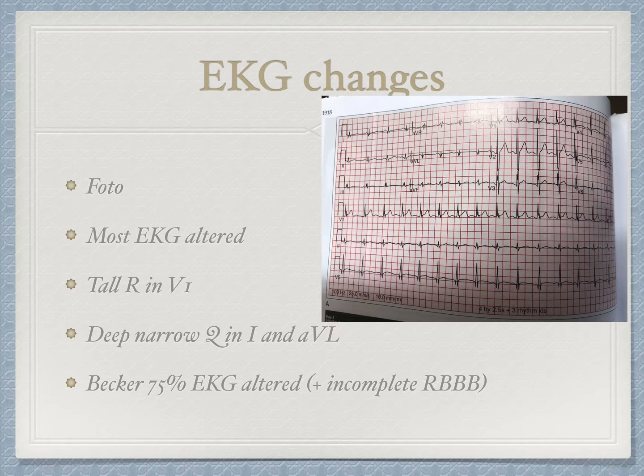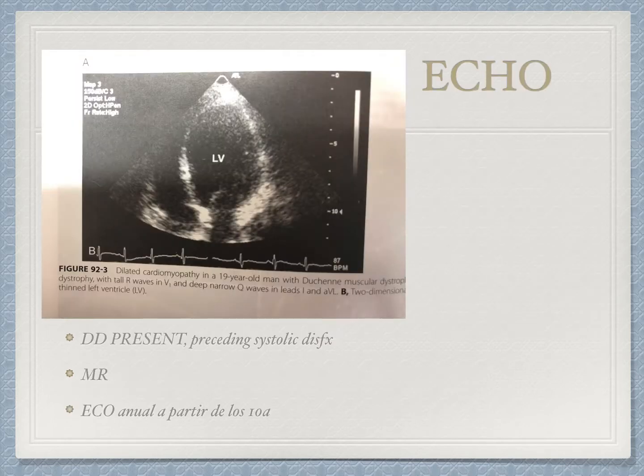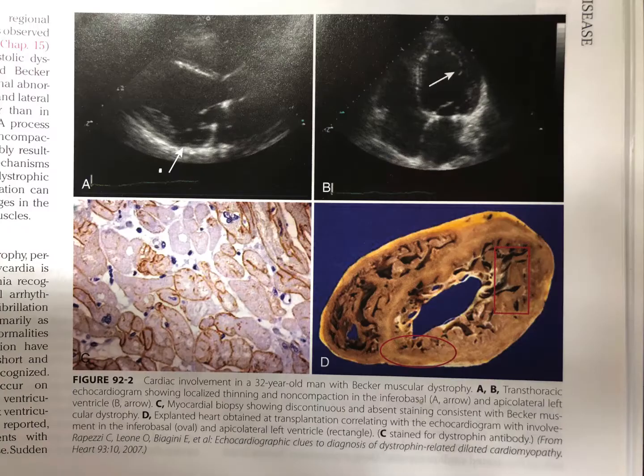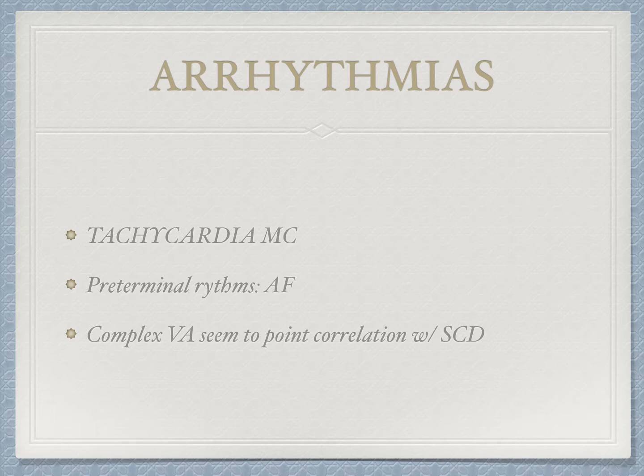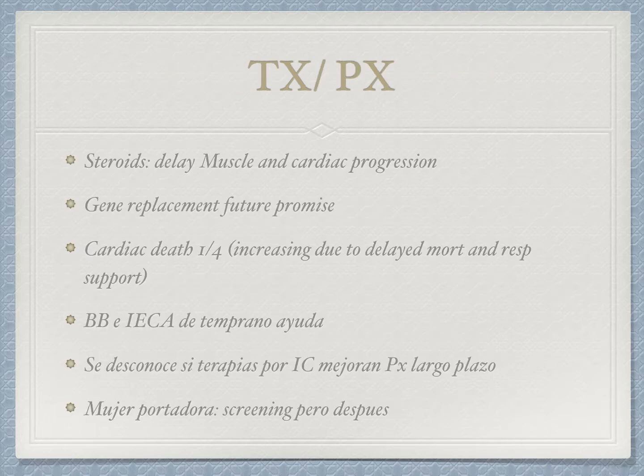Why this Q wave in D1 and AVL? Because this disease likes affecting mainly the inferobasal and anterolateral walls. There you can see it in the red circle and red rectangle. They may have arrhythmias, of which tachycardia would be the most common, but these patients mainly have dilated cardiomyopathy.